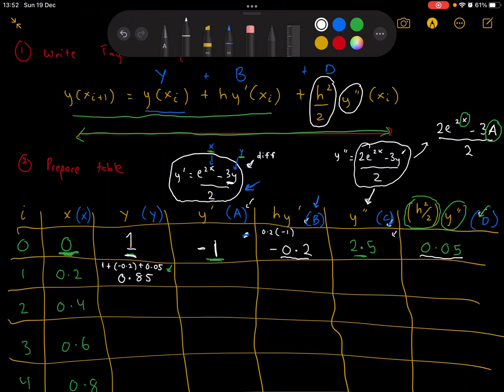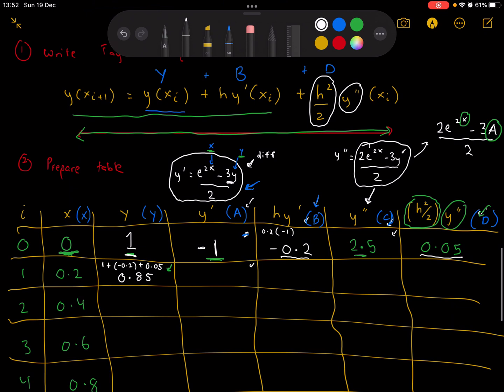Okay, next we need to obtain our new value of a. So again, we use this equation. So our x value now has changed to 0.2, and our y value is now 0.85. So if I use my calculator, I will get negative 0.5291. So hy prime is 0.2 multiplied by negative 0.5291. I get negative 0.1058.